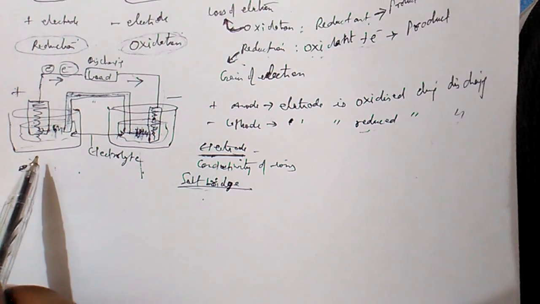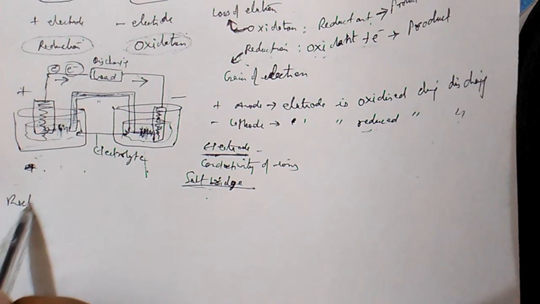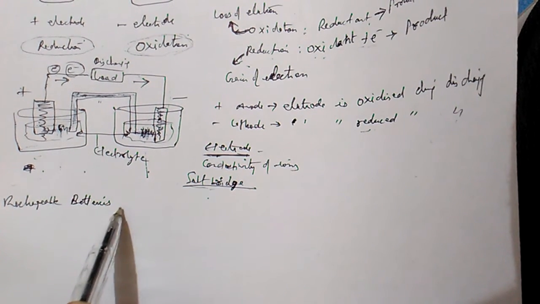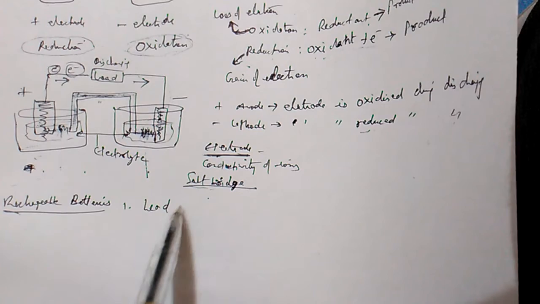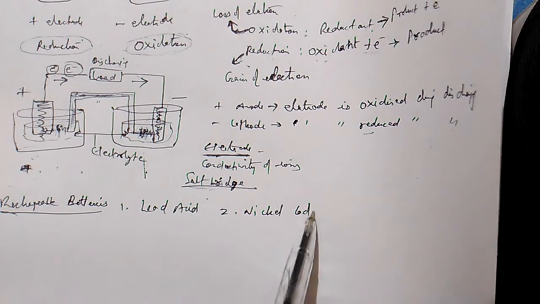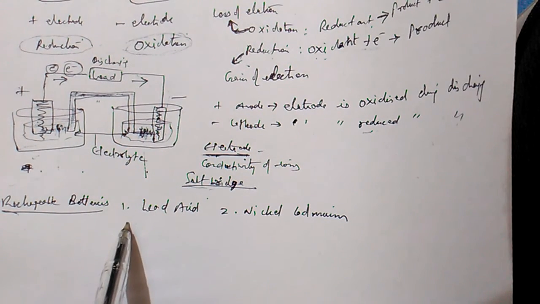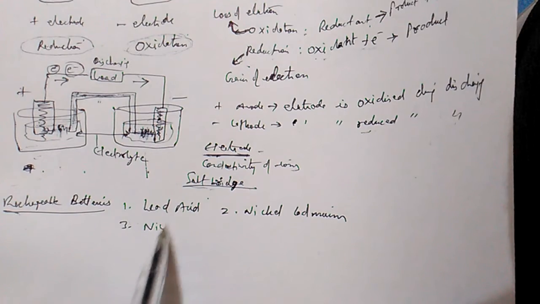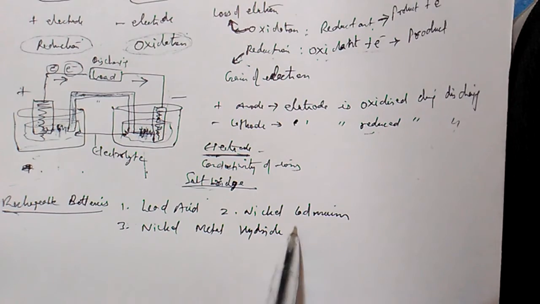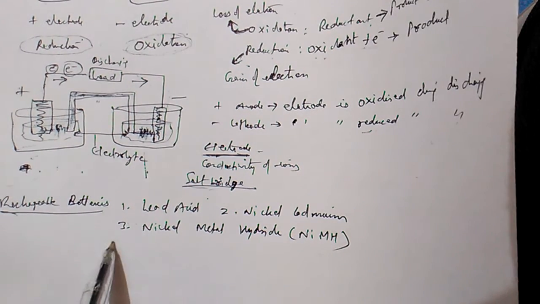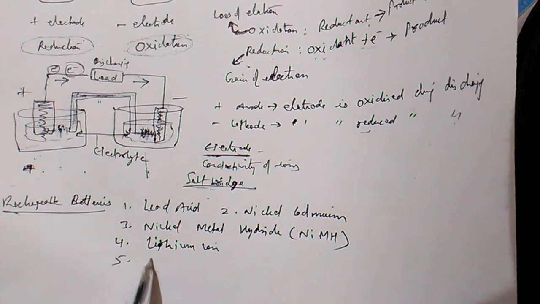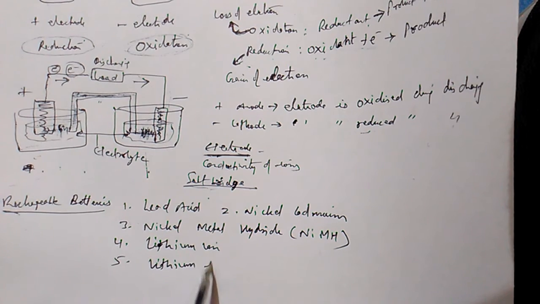So next is rechargeable batteries. The first one is the lead acid battery. Second, nickel cadmium. Third is nickel metal hydride, NiMH. Fourth is lithium ion, and the fifth is lithium ion polymer.